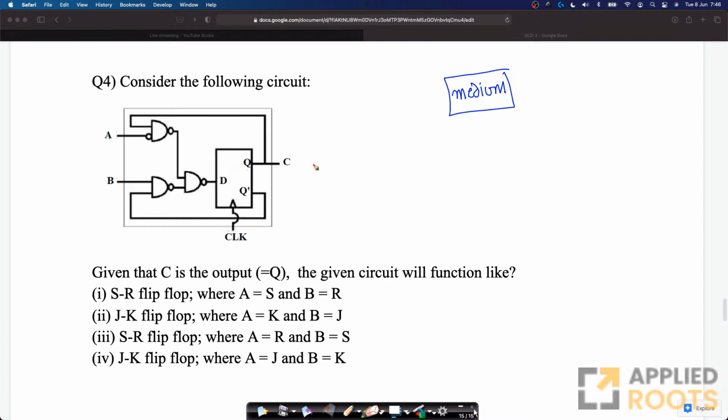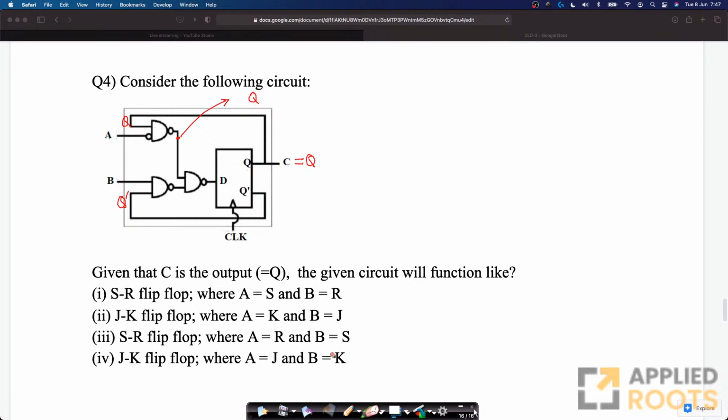Okay, so let's tackle this question now. You're given some circuit, and you're told that C equals Q for the final circuit. If you look at it, you either have an SR flip-flop or a JK flip-flop with A, B being some other inputs. So let's actually see what happens. If this is A and B, this is your Q, so this is your Q dash. Now what will be the output here? The output here is Q.